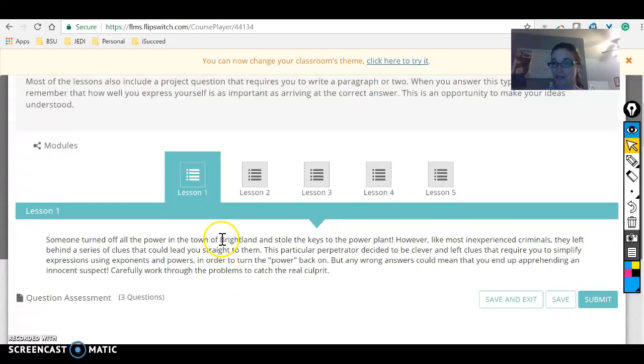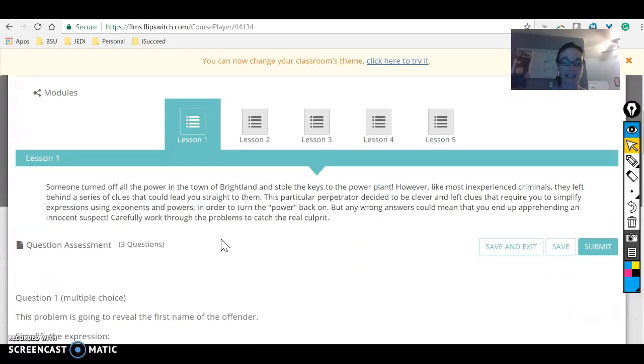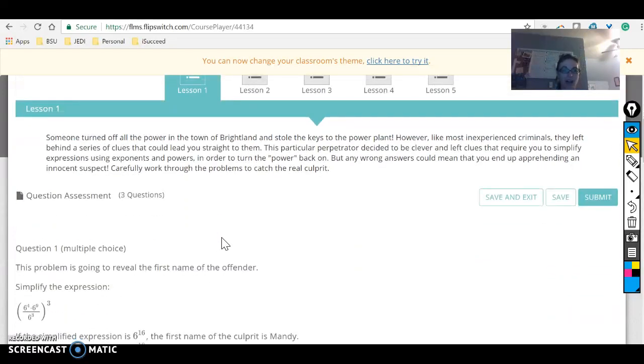This is for Unit 1, Lesson 1, and I'll go ahead and read this. It says, someone has turned off all the power in the town of Brightland and stole the keys to the power plant. However, like most inexperienced criminals, they left behind a series of clues that could lead you straight to them. This particular perpetrator decided to be clever and left clues that require you to simplify expressions using exponents and powers in order to turn the power back on. But any wrong answers could mean that you end up apprehending an innocent suspect. Carefully work through the problems to catch the real culprit.